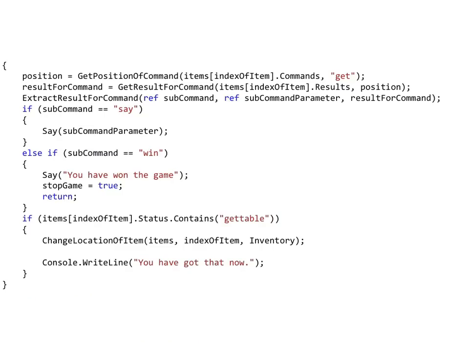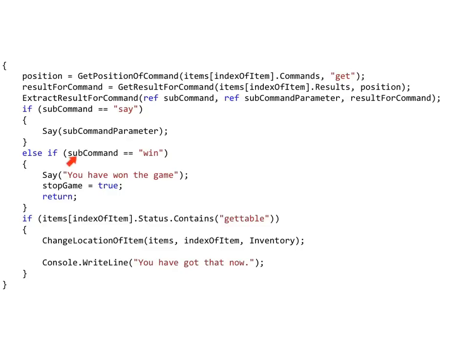Finally, I just want to take a look at how you can actually win the game. To do this, you have to get a specific item. We're looking at the section of code in the get item subroutine just after it checks if the item's available to be picked up. If the result for the get command on that item is win, then you can see that it will say you've won the game, and stop game gets set to true. And this will make that main program loop in play game terminate and end the game.